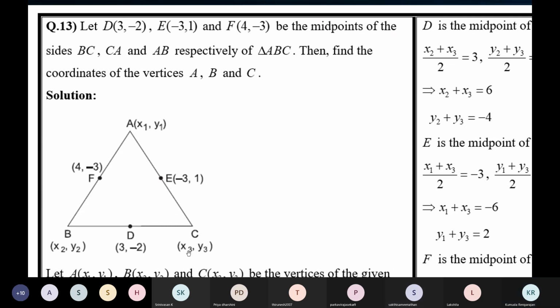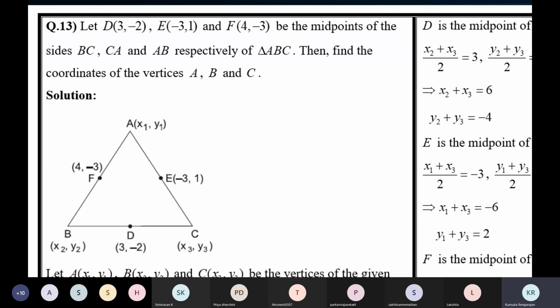No. X1 plus x3 by 2 is equal to what? Ma'am, -3. X1 plus x3 by 2 is equal to -3. Now tell me then, what is y1 plus y3 by 2? 1, ma'am. 1. Like that, tell me for the others, children.